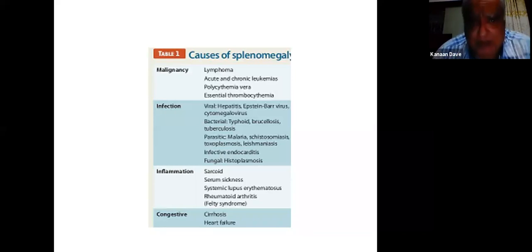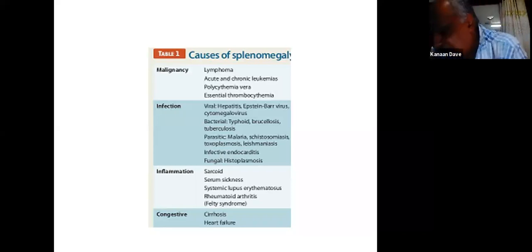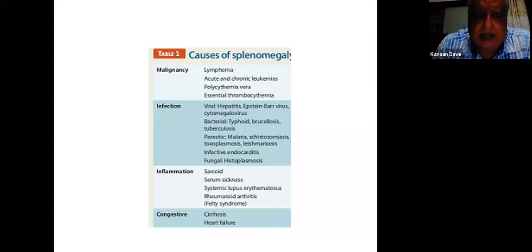Various types of inflammatory causes, especially autoimmune diseases, and this includes sarcoidosis, serum sickness, SLE, systemic lupus erythematosus, rheumatoid arthritis. So patients with rheumatoid arthritis, in addition to the typical joint changes, may present with splenomegaly, and that is known as Felty's syndrome. Congestive splenomegaly we see when there is portal hypertension or when there is increased backflow. So in liver cirrhosis, we get portal hypertension, due to schistosomiasis, and in congestive cardiac failure, again, the spleen may enlarge.